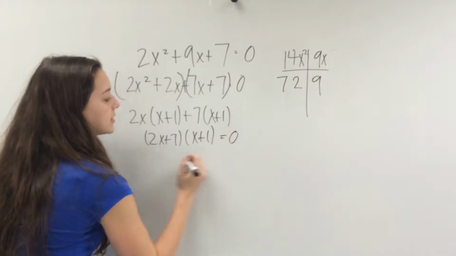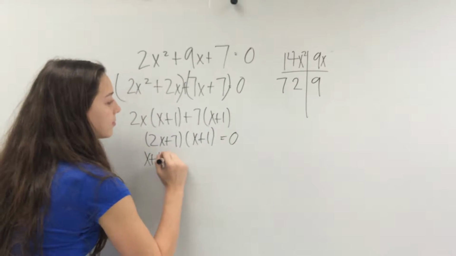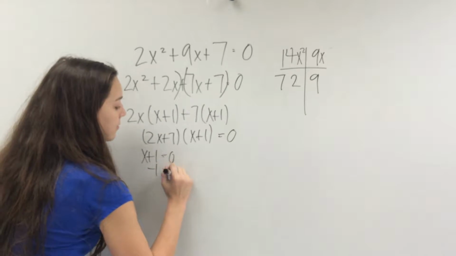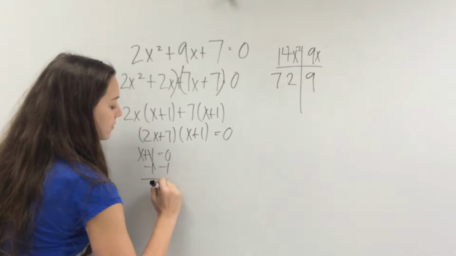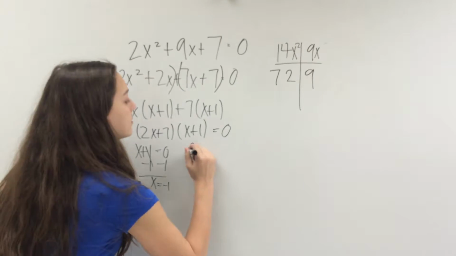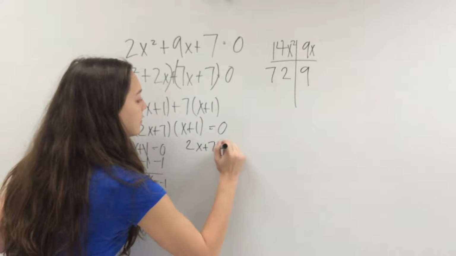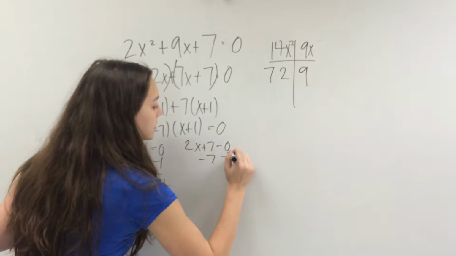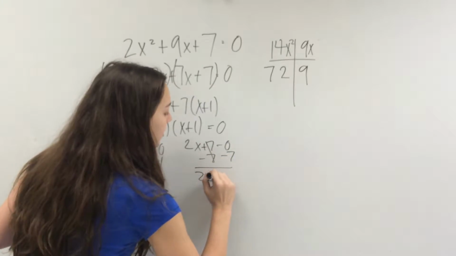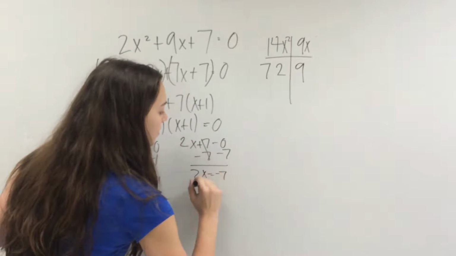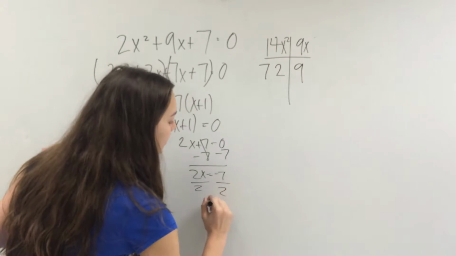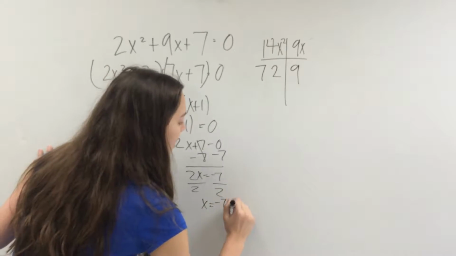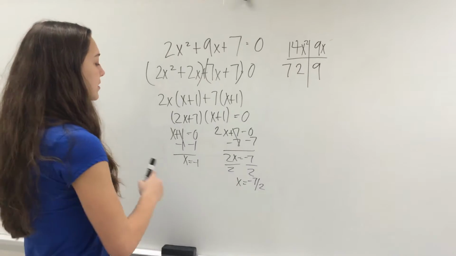And they're still set to 0, so you have to solve for x by setting them both to 0. So you subtract the 1. X equals negative 1. And then 2x plus 7 equals 0. Subtract the 7. 2x equals negative 7. Now you should always check your answers.